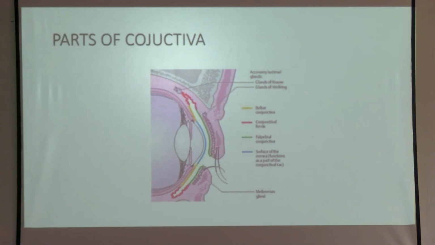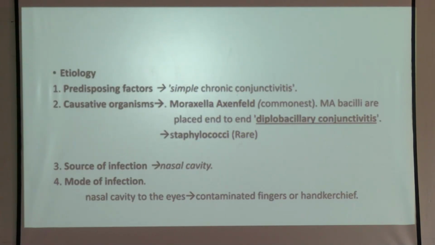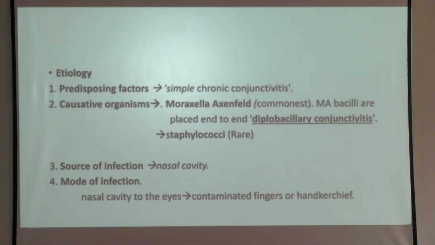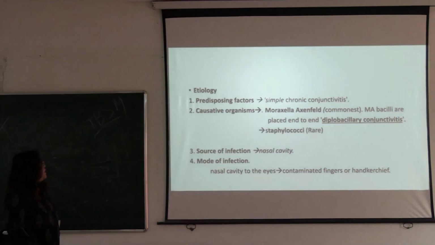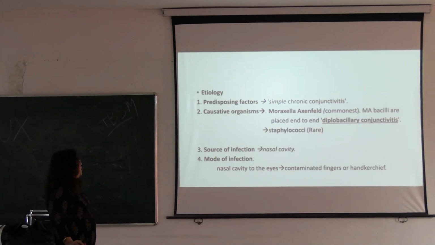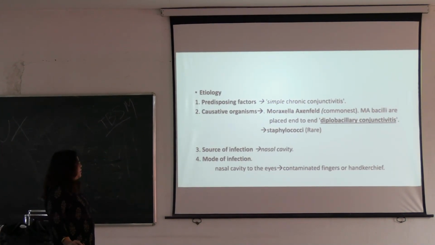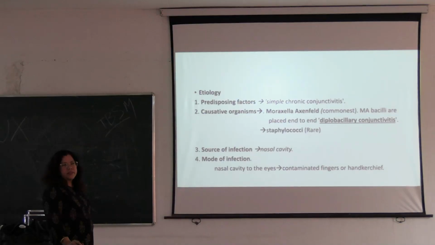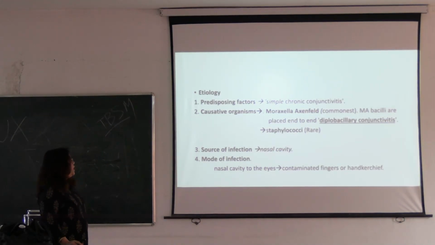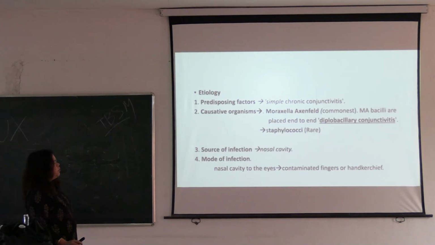So, let us come to the point. Today we talk about angular conjunctivitis. This is a type of chronic conjunctivitis. Angular conjunctivitis is also called simple chronic conjunctivitis. It is caused by the Morax-Axenfeld bacilli. It is a diplobacillary, so it is also called diplobacillary conjunctivitis.